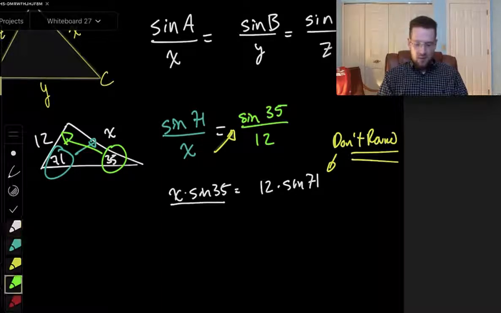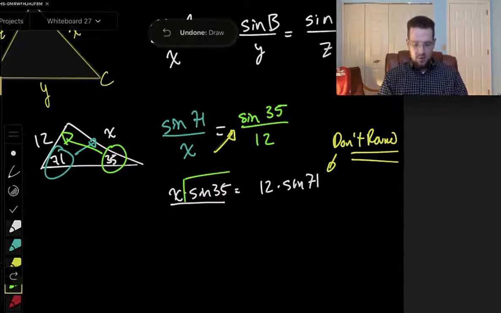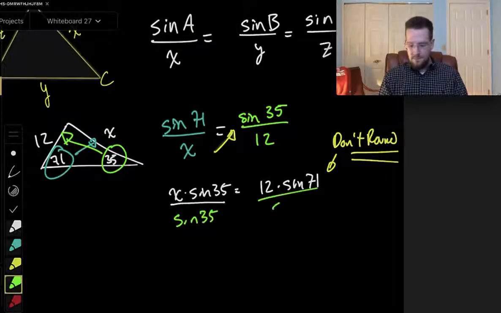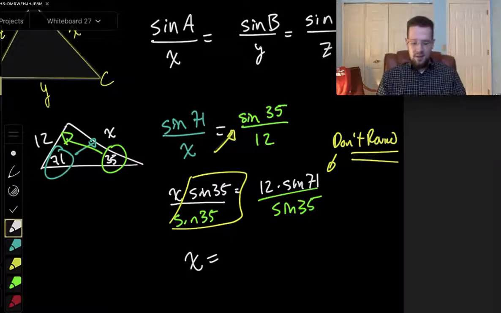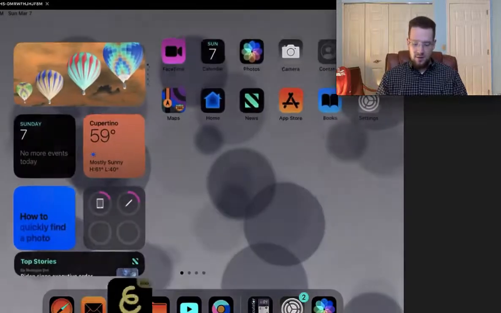So now, again, we've been seeing this. We want to solve for x. This is our number times x, so we want to divide both sides by the sine of 35. Now notice these two things will cancel. We're left with just x. And x is going to be equal to 12 times the sine of 71 divided by the sine of 35. Now, this is going to be key in putting this into your calculator correctly.